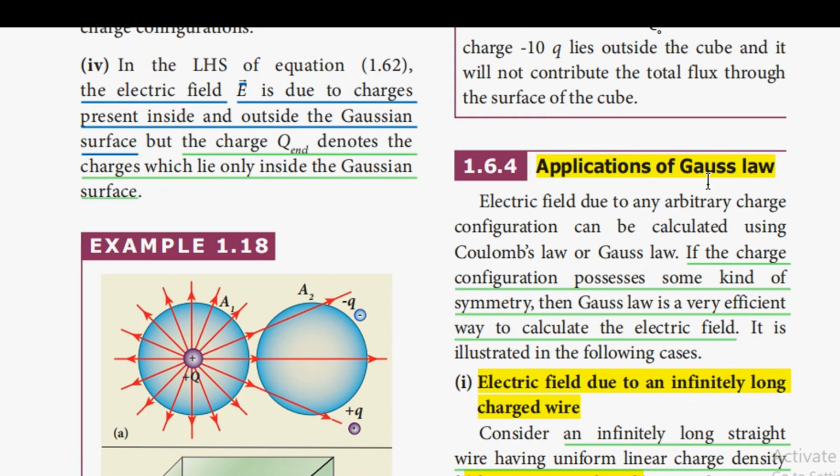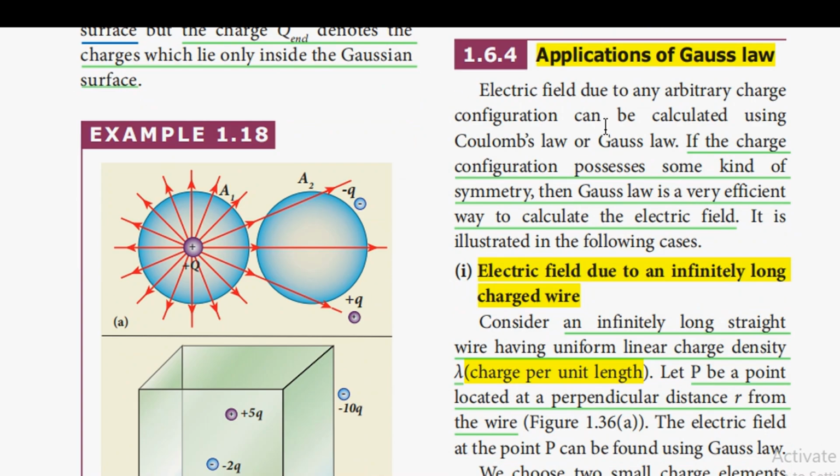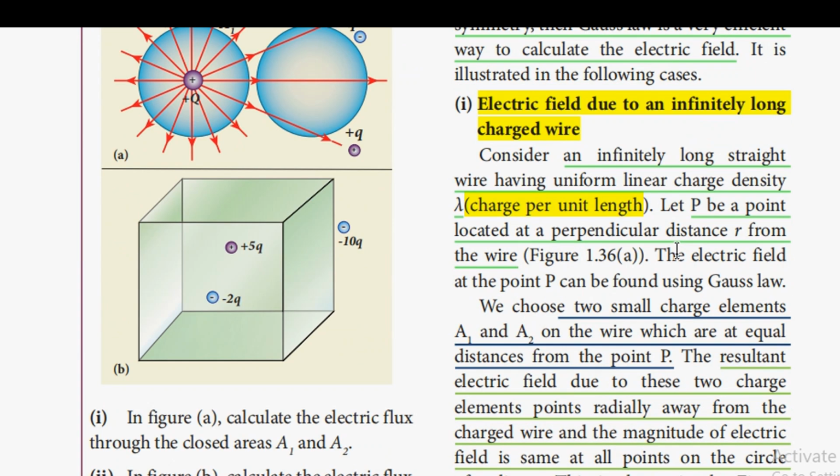Next, we are going to study the applications of Gauss law. The electric field due to any arbitrary charge configuration can be calculated using Coulomb's law or Gauss law. If the charge configuration possesses some kind of symmetry, then Gauss law is a very efficient way to calculate the electric field. It is illustrated in the following cases.